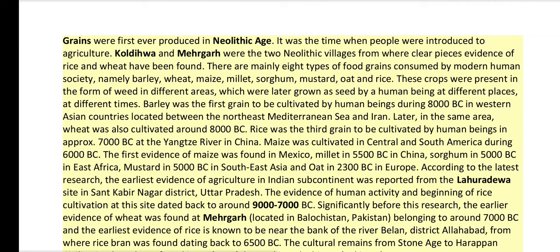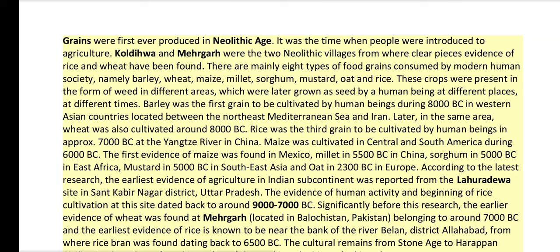Rice was the third grain to be cultivated by human beings in approximately 7000 BC at the Yangtze River in China. Maize was cultivated in Central and South America during 6000 BC. The first evidence of maize was found in Mexico, millet in 5500 BC in China, sorghum in 5000 BC in East Africa, mustard in 5000 BC in Southeast Asia and oat in 2300 BC in Europe.